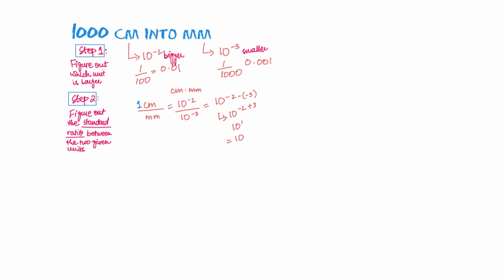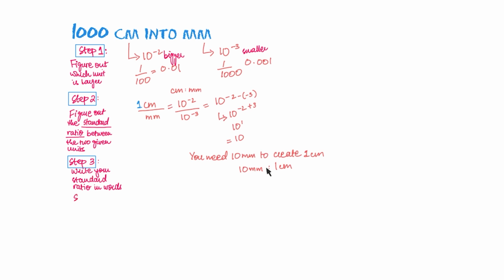So now the third step is writing that in a sentence structure. In our case, that's going to be you need 10 millimeters to create 1 centimeter. That essentially means that our ratio is 10 millimeters is to 1 centimeter.